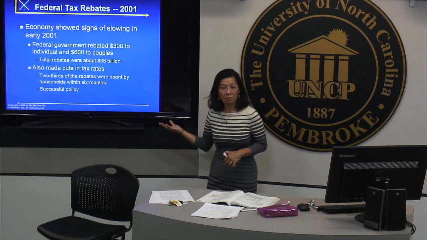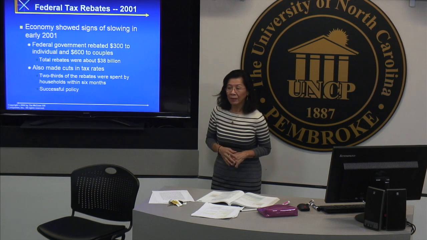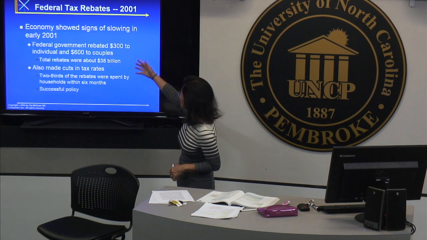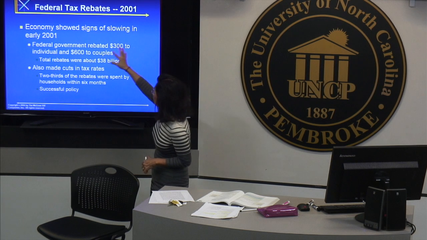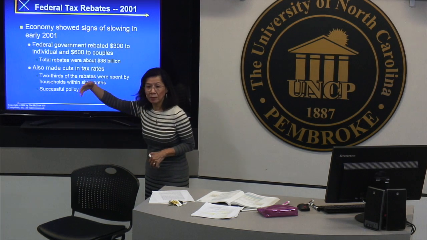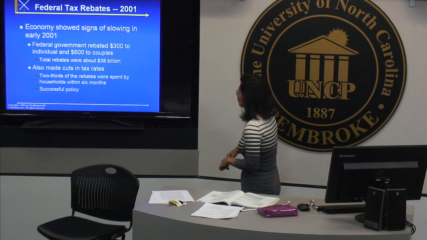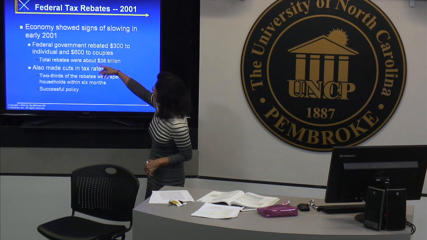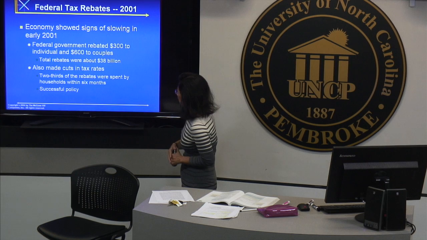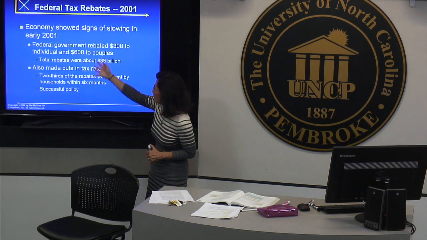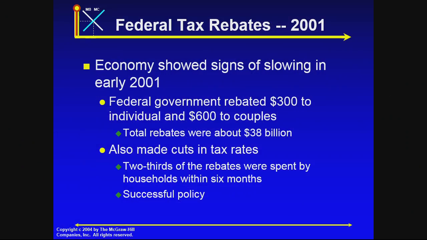So let's look at what happened during the Great Recession. Did the tax cut work? Absolutely. In fact, as early as 2001, when we had September 11 and the technology stocks were devalued, the government actually gave a rebate of $300 to individuals, $600 per couple. Yeah, that helps a little bit. And people spend it right away. So yeah, it was a successful policy.